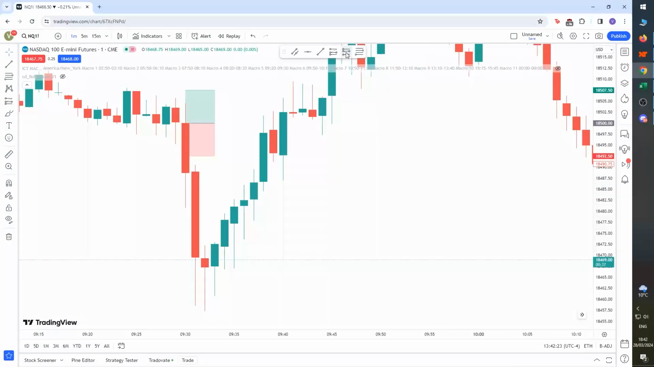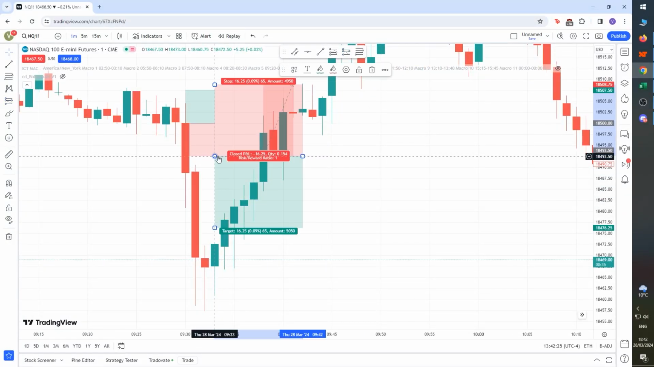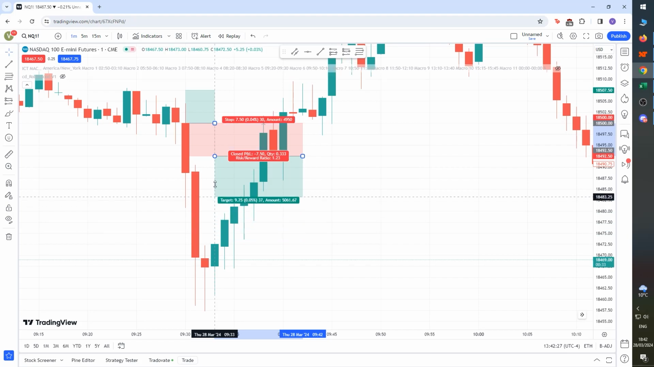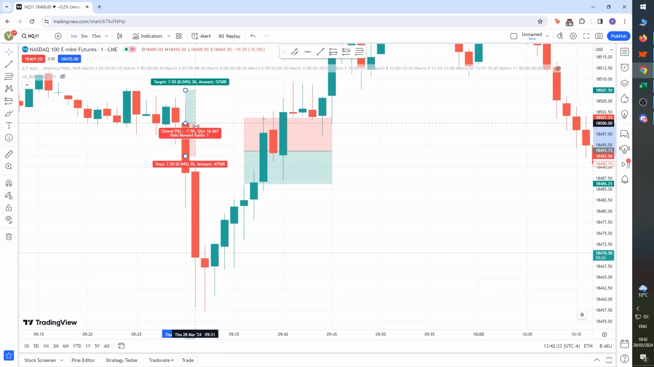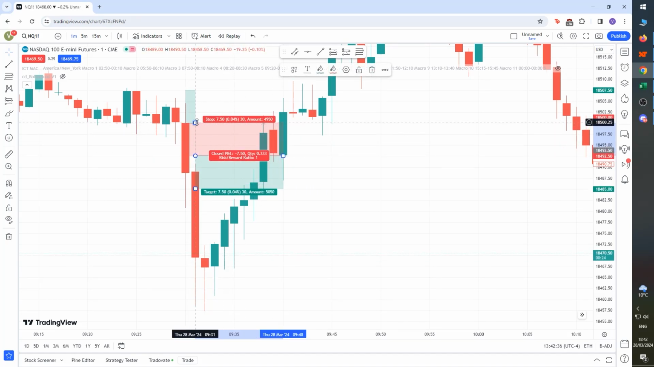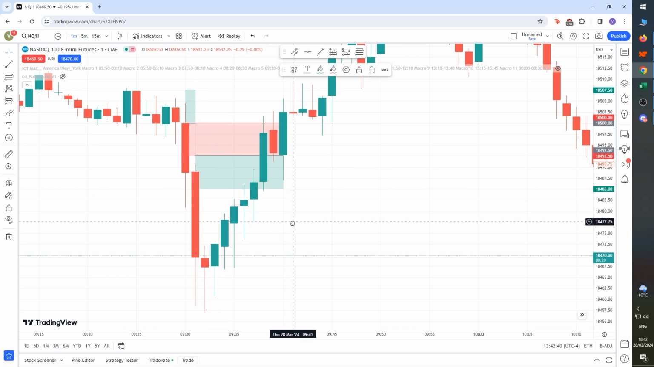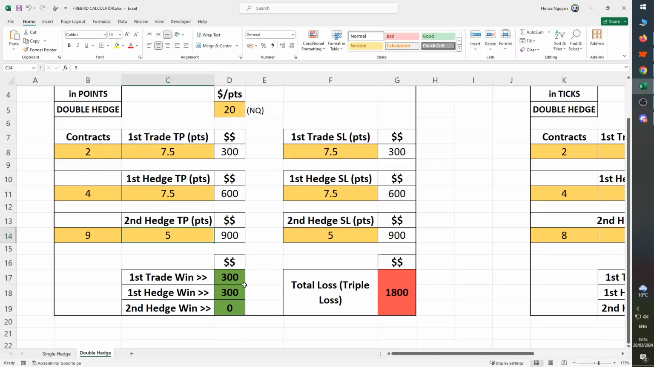7.5. Long trade loss. Goes into the hedge. 7.5. Short trade goes in the hedge mode. And yeah, wins here. So he won $300 on that.